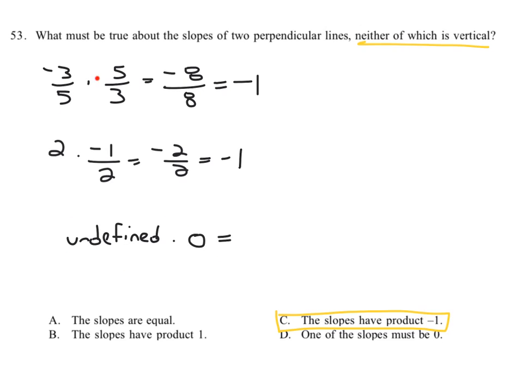But otherwise, you get two numbers that are opposite reciprocals of each other, and when you multiply them together, you get -1. So the slopes have a product of -1. That's the idea.